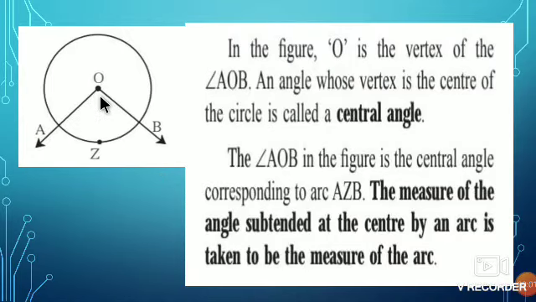In the figure, at the point O, one angle is formed, AOB, and O is the vertex of the angle. So this angle is formed at the center of the circle. That's why this angle is called the central angle, and the measure of the central angle is equal to the arc here. The measure of the angle subtended at the center by an arc is taken to be the measure of the arc.